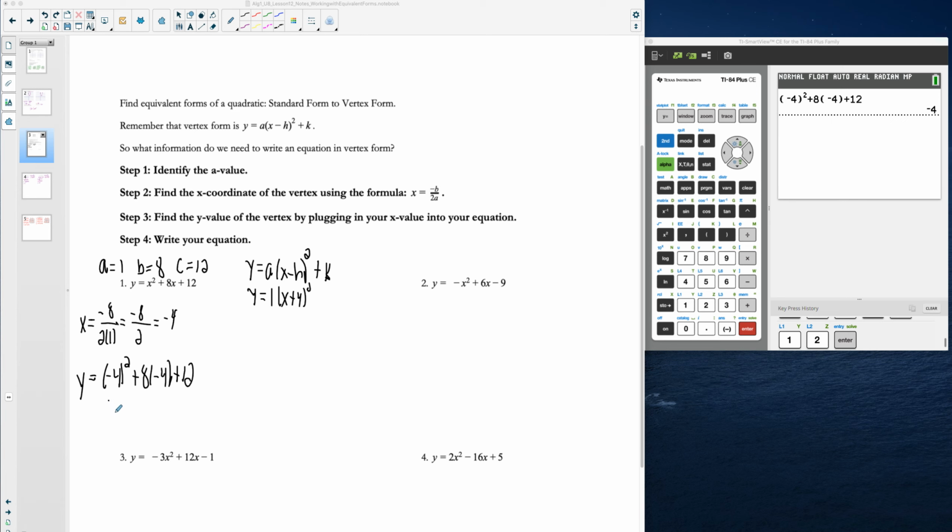So then our y value here is negative 4. And so that means I can come up and just fill that guy in right here. All right, so let's do one more together.